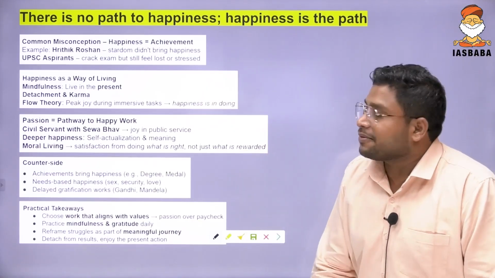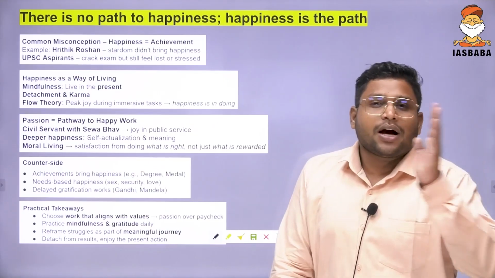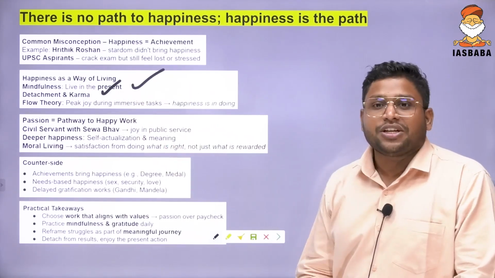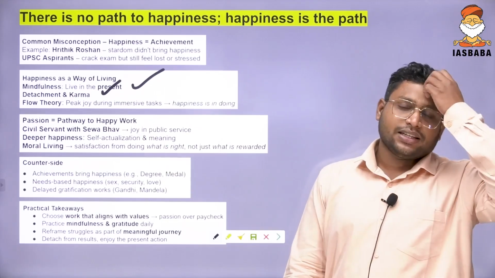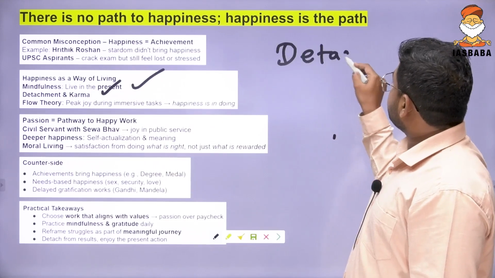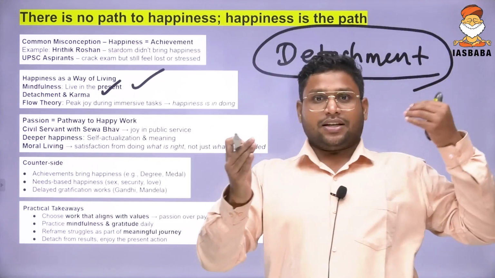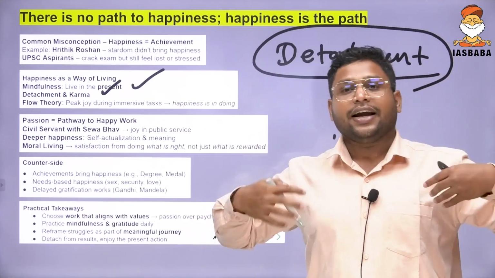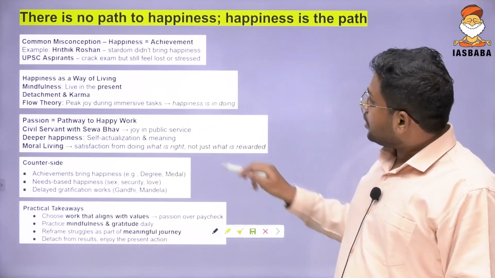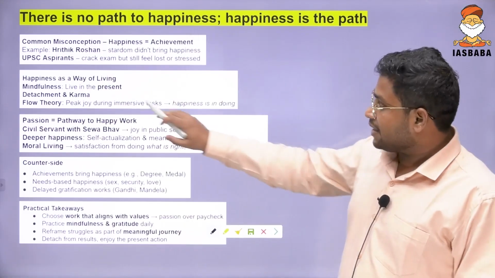Happiness as a way of living. As I talked about mindfulness, in mindfulness I said, don't be in the past or future, stay in the present. There you get the happiness. If we talk about the karma theory given in the Bhagavad Gita, it talks specifically about the idea of detachment. Right? Don't attach to anything, be detached. Become that third person, get detached from everything and just perform your duties, your karmas. You will be happy. Now here, it's bringing happiness in the path, not as any achievement or end product.